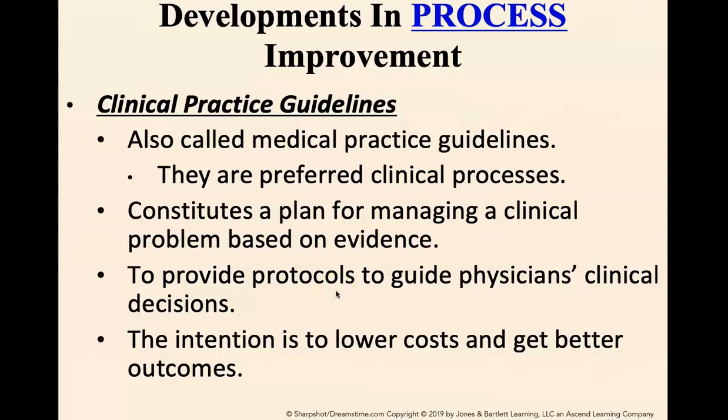So, for instance, what are you supposed to do if you can't really control the blood sugar? Maybe you might need to send the patient for secondary or tertiary care and ask for a consult with an endocrinologist. And the intention is to lower cost and get better outcomes for the patient's wellness, in the example that we used, control of diabetes. Now notice that cost is here because cost is an important domain of the iron triangle.